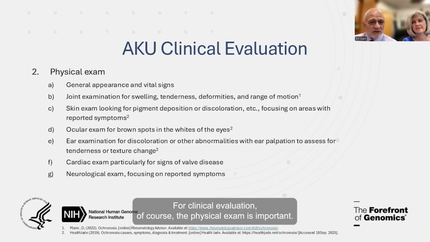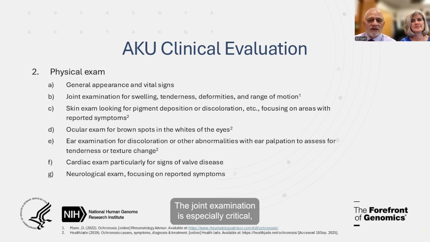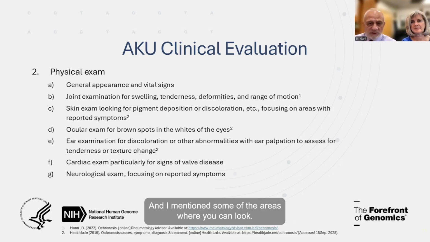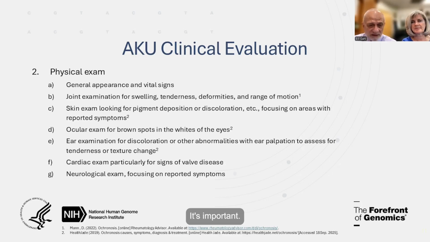For clinical evaluation, of course, the physical exam is important. The joint examination is especially critical, looking for swelling, tenderness, deformities, and range of motion, which will be impaired. You can, again, look for the pigmentation or the ochronosis in the skin. And I mentioned some of the areas where you can look. Again, the brown spots in the whites of the eye is important.